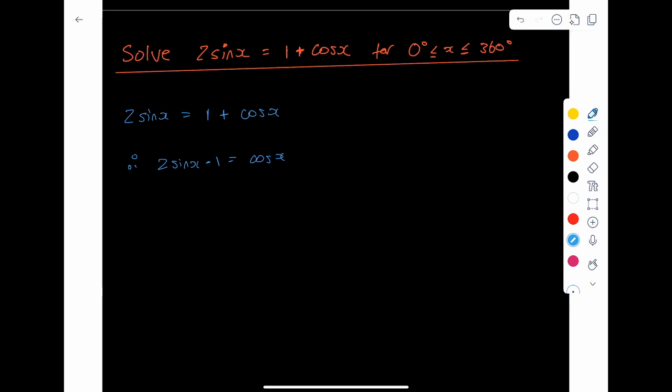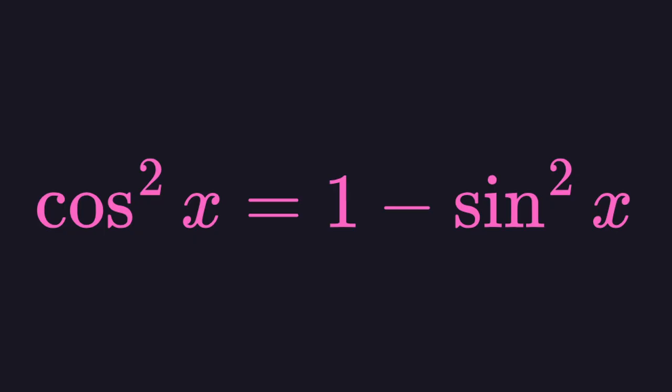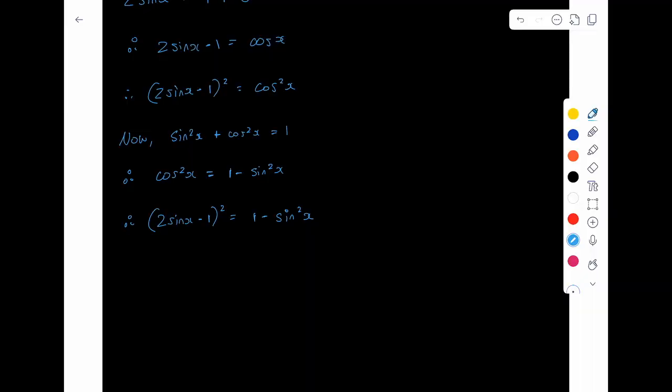No. If we square both sides, we can get (2 sine x minus 1) squared is equal to cos squared x. Now, we have something that we can work with, cos squared x. And what can that become? Well, remember cos squared x plus sine squared x equals 1. So therefore, cos squared x is equal to 1 minus sine squared x. Plugging this in, we therefore get the following. (2 sine x minus 1) squared is equal to 1 minus sine squared x.